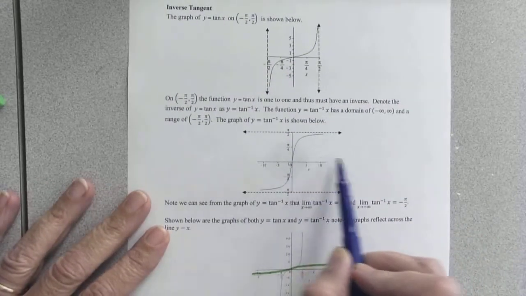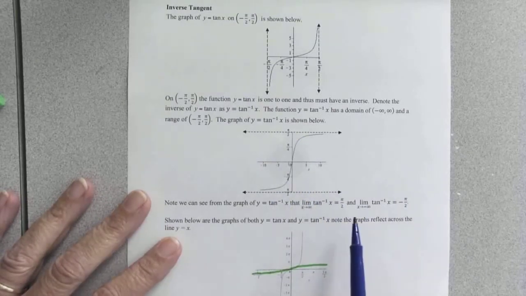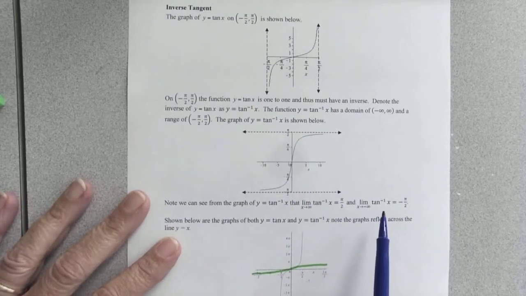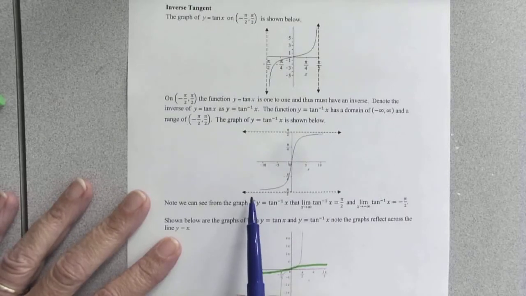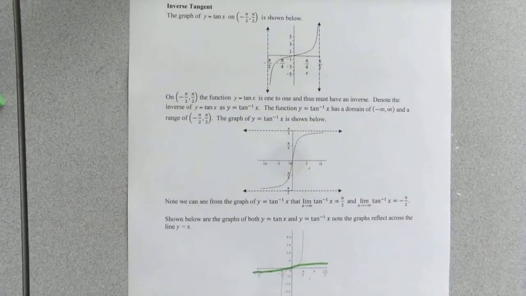That as we go off to the extreme right, my y coordinate is going to be close to pi over 2. And the limit as x goes to negative infinity of tan inverse is negative pi over 2. And I'm just going to throw that in now because that'll come up later in our futures, that the limit as x goes to infinity of tan inverse is pi over 2, and as x goes to negative infinity, the limit of tan inverse is negative pi over 2. And we can just see that graphically.